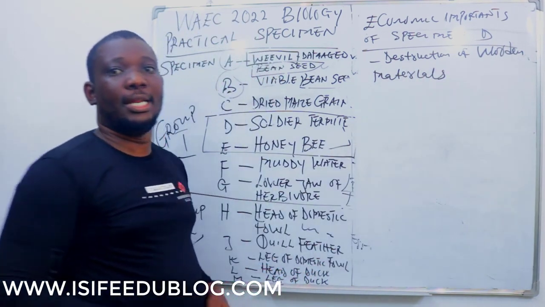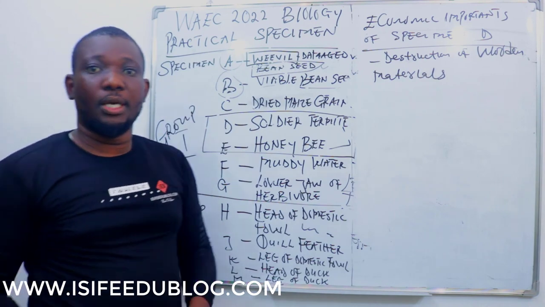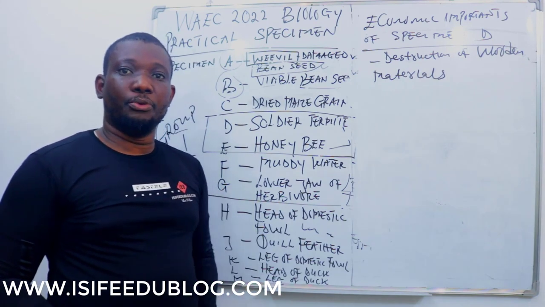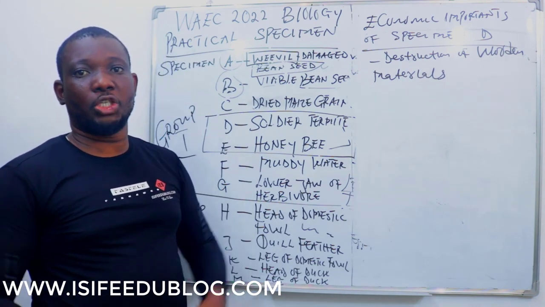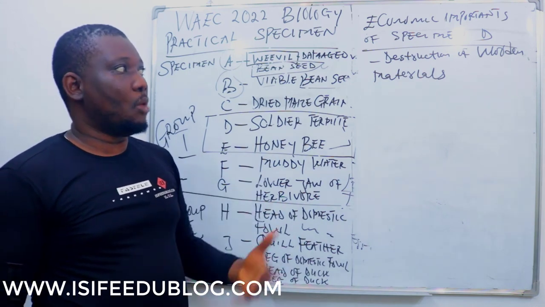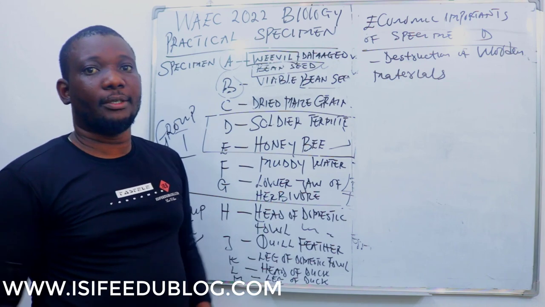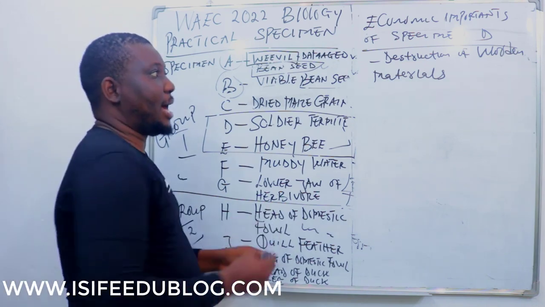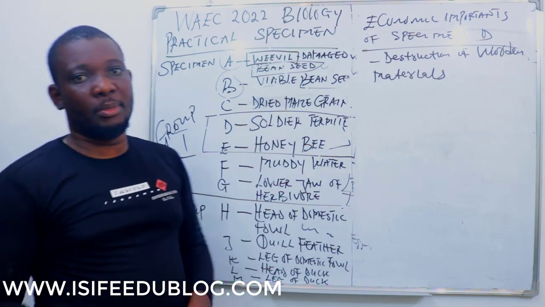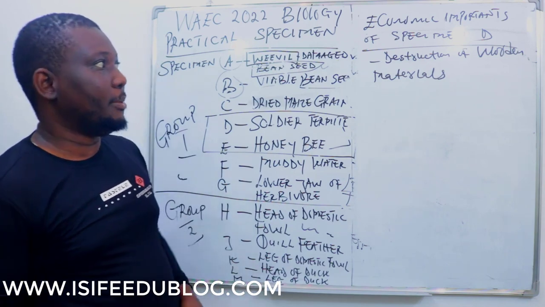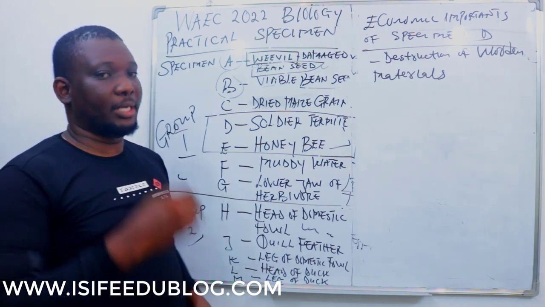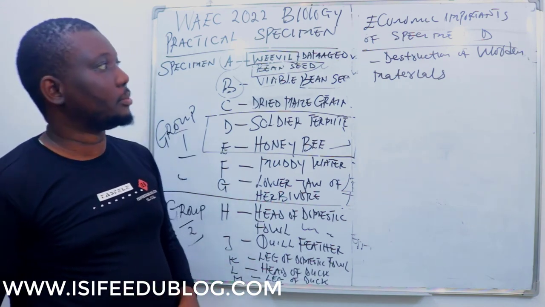You can mention electrical wooden pole. You can mention table. You can mention chair. You can mention bed. These are wooden materials that termites destroy. This is a very horrible economic importance, because them destroying this wooden material will affect the economy greatly.